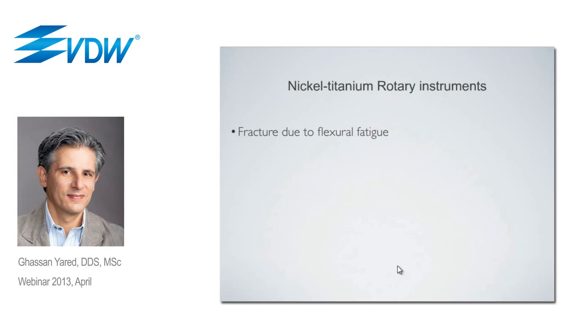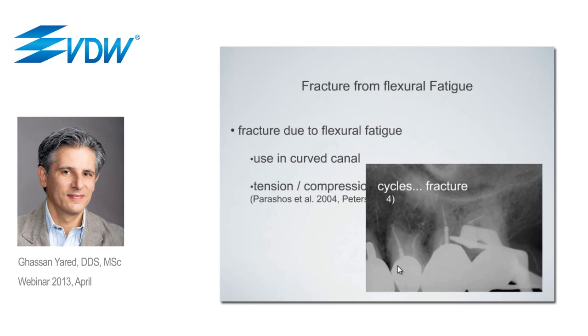So there are different types of instrument fracture. There is the fracture that is caused by flexural fatigue. Then there is the fracture that is caused by torsional fatigue. And there is the fracture that is caused by binding, or what we call torsional fracture.